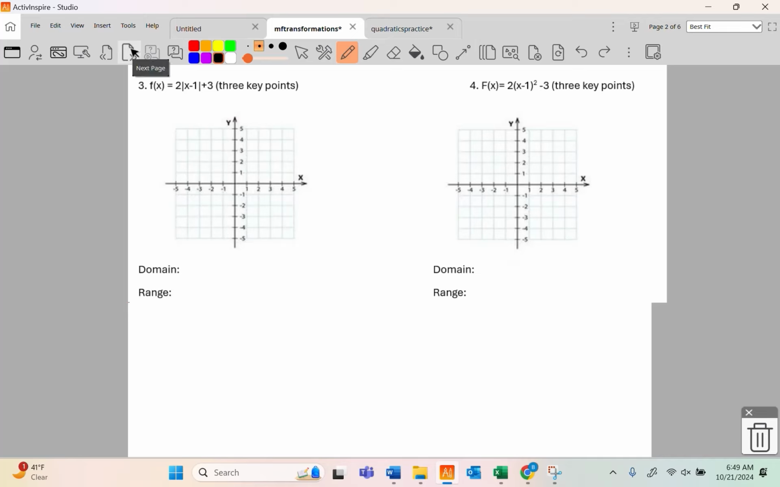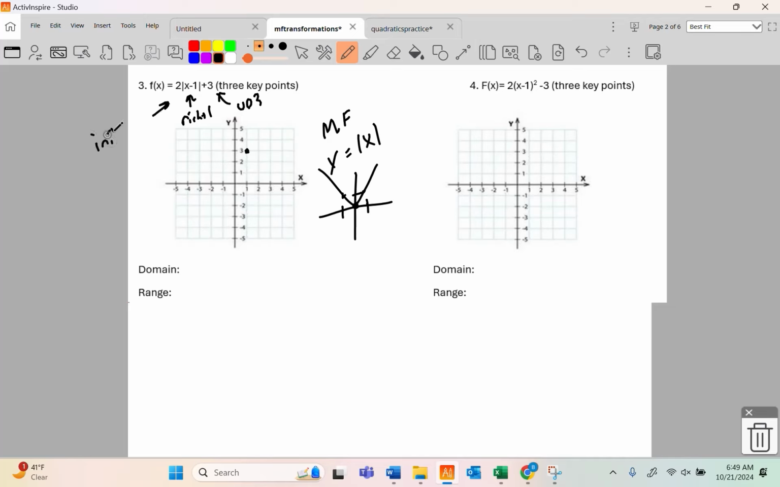Here we have 2 times the absolute value of x minus 1, plus 3. And again, you are expected to know your mom functions. The mom function is y equals absolute value of x, which is just a V. So the kid's going to look like a V. Here we have a right 1, and we have an up 3. So right 1, up 3. And here we have our initial slope of 2. So rise 2, run 1 in both directions. We had that conversation. And there the thing is.